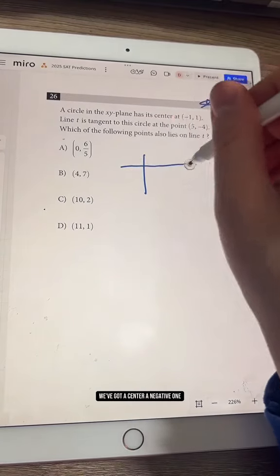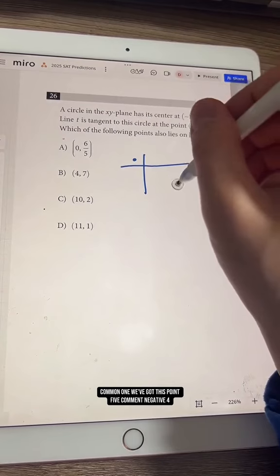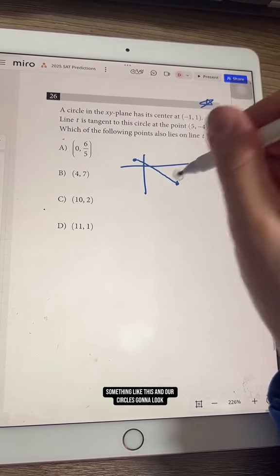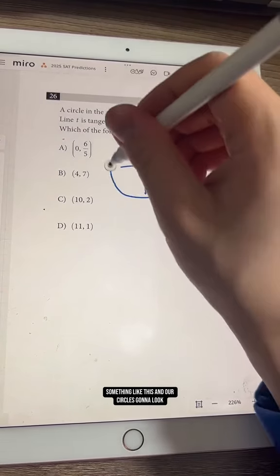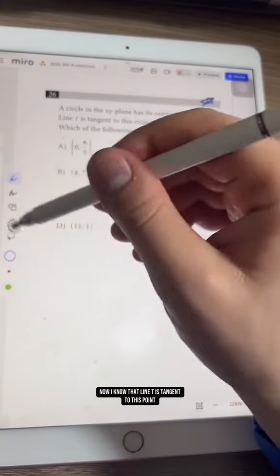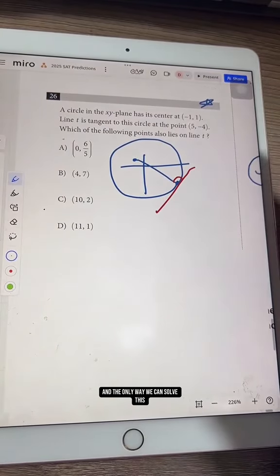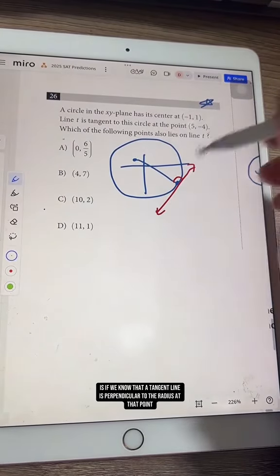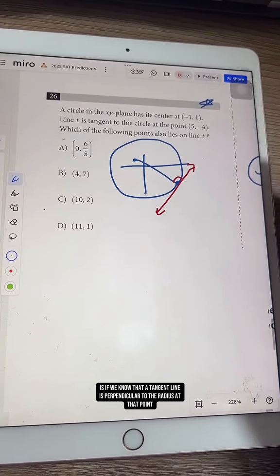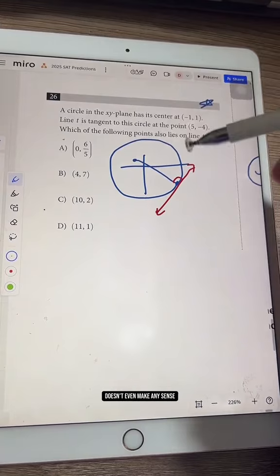We've got a center at (-1, 1). We've got this point (5, -4). Something like this. And our circle is going to look, I don't know, something like this. I mean, this is a crappy circle, right? Now, I know that line T is tangent to this point. And the only way we can solve this is if we know that a tangent line is perpendicular to the radius at that point. Now, obviously, this is a bad radius because the center is like in the top left corner, so it doesn't even make any sense.